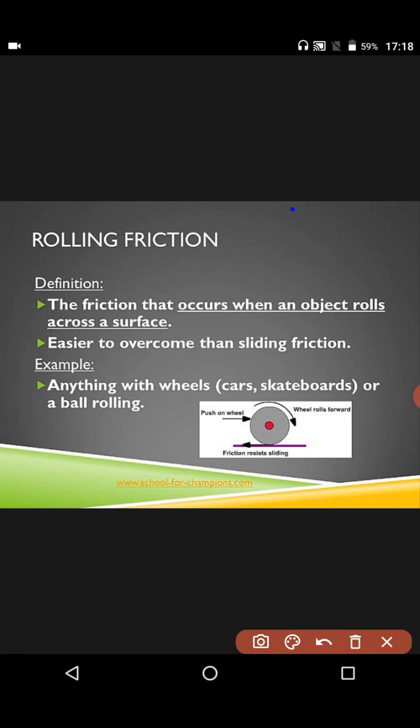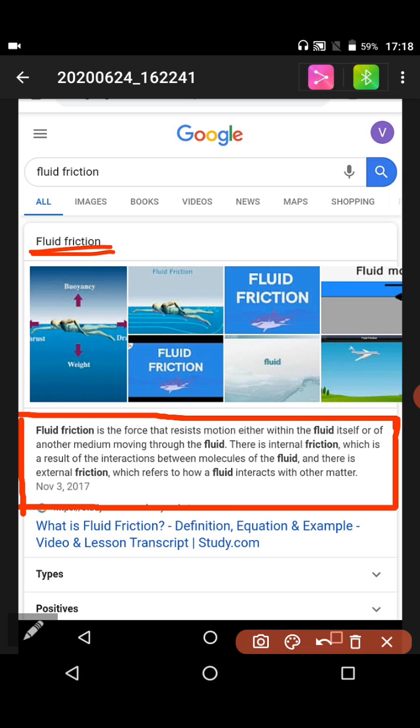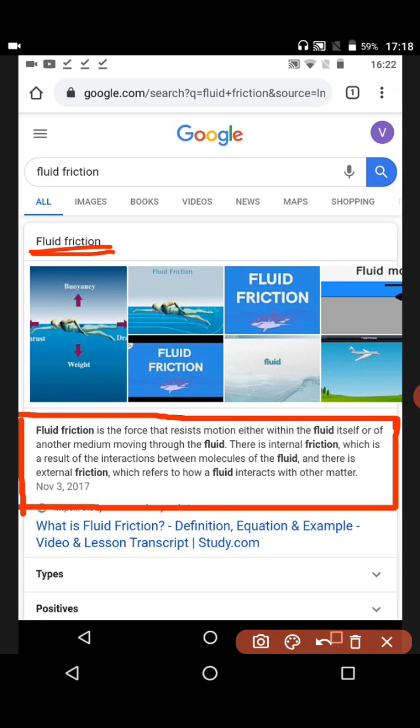Now there is one more friction. Let's look at that also. Yes, that is the fluid friction. Okay, fluid friction. Fluid friction is the force that resists motion either within the fluid itself or of another medium moving through a fluid. There is internal friction, which is a result of the interactions between molecules of the fluid, and there is external friction, which refers to how a fluid interacts with other matter.